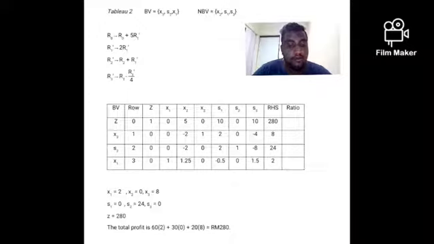So we can see x1 equals 2, x2 equals 0, x3 equals 8, s1 equals 0, s2 equals 24, s3 equals 0, and z equals 280. So the total profit is 60 times 2 plus 30 times 0 plus 20 times 8, which equals RM280.